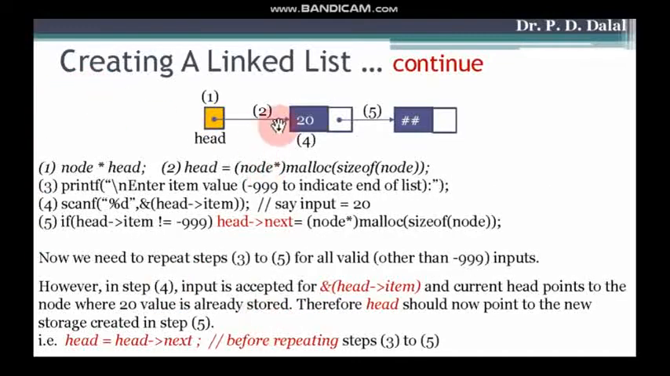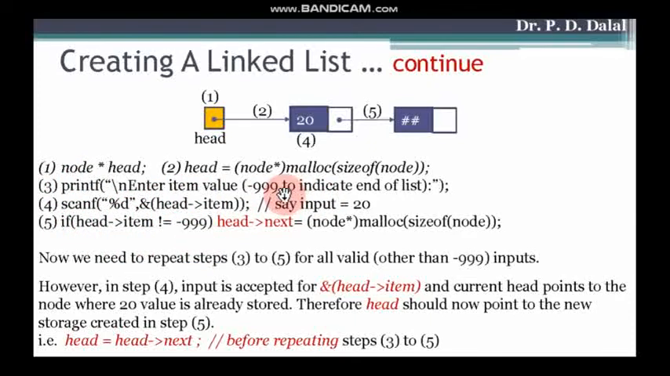Now here it's just a revision. The first step, node pointer head. Second step, head equal to memory, so this memory. Third step, printf. Fourth step, scan the item value, that is 20. Fifth step, as this 20 is not minus triple line, we create one more node and this value will be assigned to head arrow next. So this will point to the new memory location, head arrow next equal to this. Now we need to repeat steps 3 to 5.